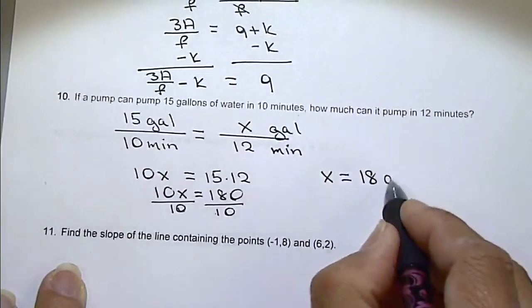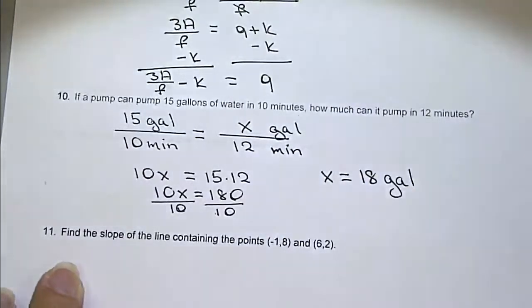18 what? Don't forget, if you've got a word problem, you have to label that answer. You can't just say it's 18 somethings, okay? 18 nothings. You've got to put what you found. So I found gallons. That's what I was asked to find. So in 15 minutes, they could pump 18 gallons. Is that easy?